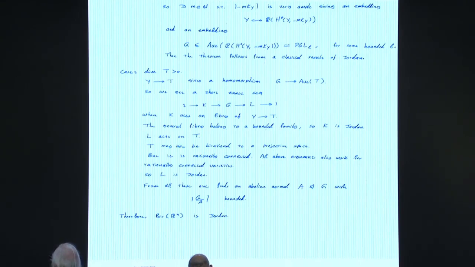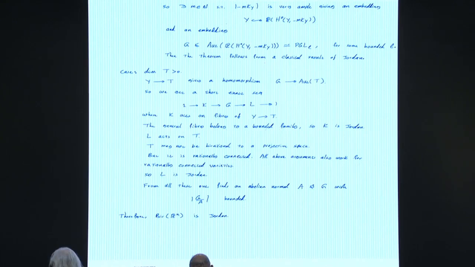Anyway, by induction, again, we understand the action of L on T, we understand the action of K on the fibers, and all we need to do now is to use this short exact sequence, do some algebraic, but not too complicated arguments, and from that we can understand this finite group G. We can find a normal abelian subgroup with bounded index, and that implies that this birational automorphism group is Jordan. It satisfies Jordan's property.